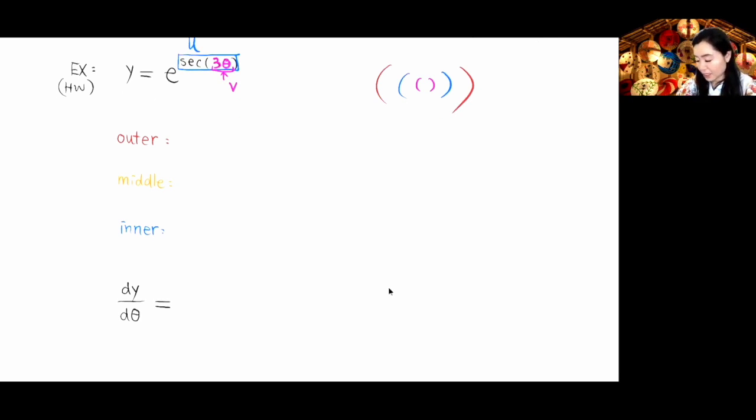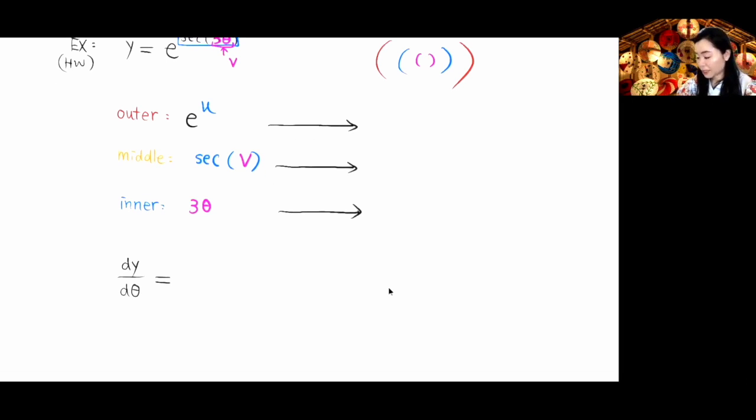All right. So the outer function is e to the u. The middle function is, I use the blue color, secant of v, and then the inner function here is 3 theta, the innermost function. So I explain this step over here. For your homework, you don't need to draw all this diagram, because I want to make it clear, so I draw them all out.